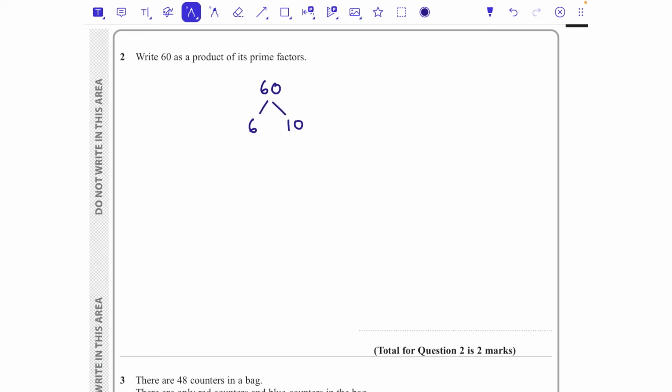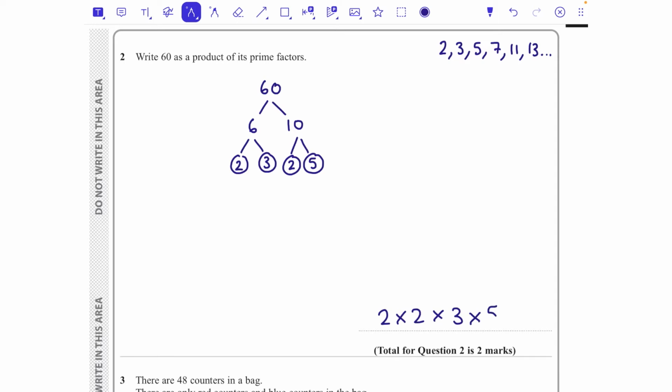If you get to a prime number, you're going to circle it. So remember, your prime numbers are 2, 3, 5, 7, 11, 13, and so on. So 6, that's 2 times 3, and they're both primes, so we're going to circle those. And 10 is 2 times 5, and they're both prime, so we're going to circle those. So altogether, my answer is 2 times 2 times 3 times 5.